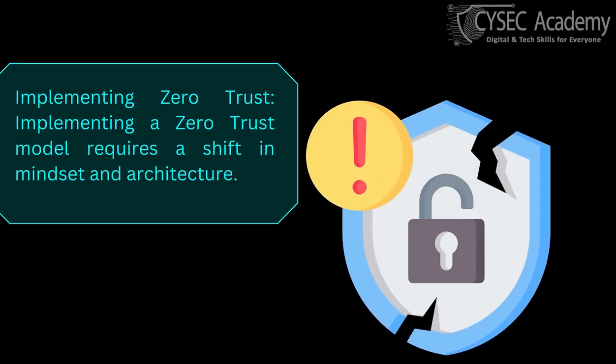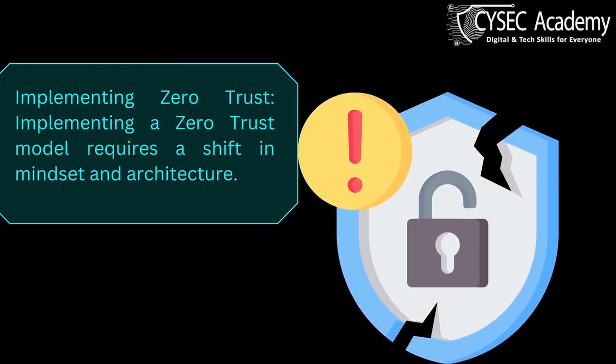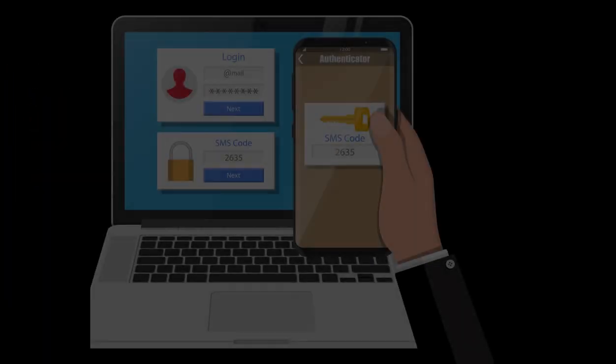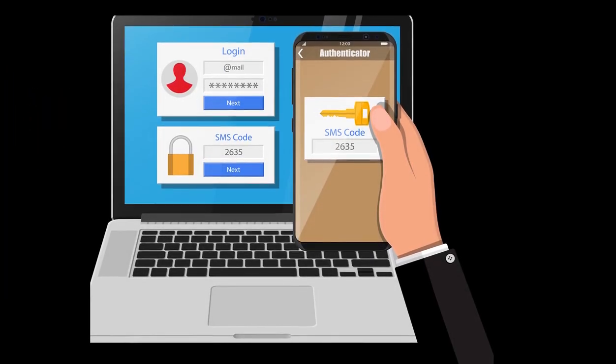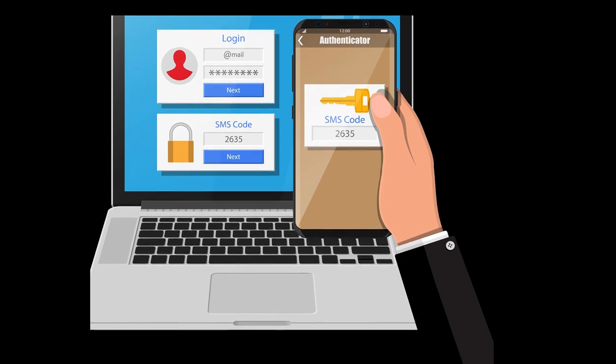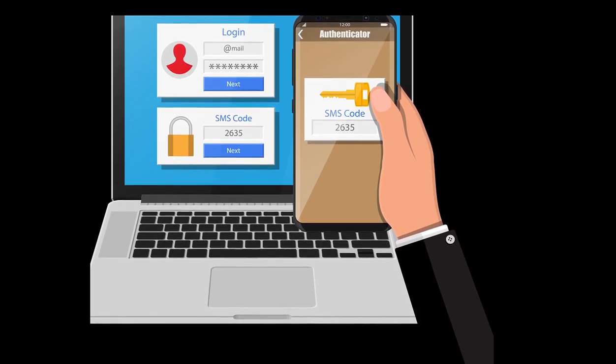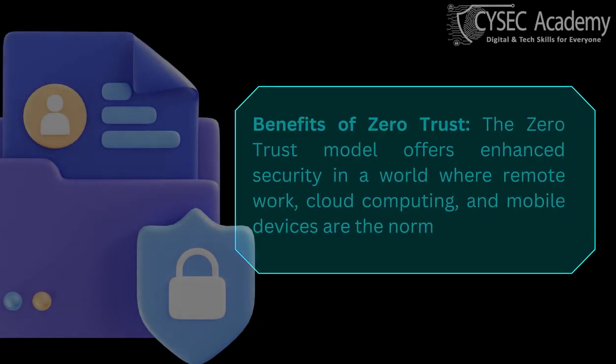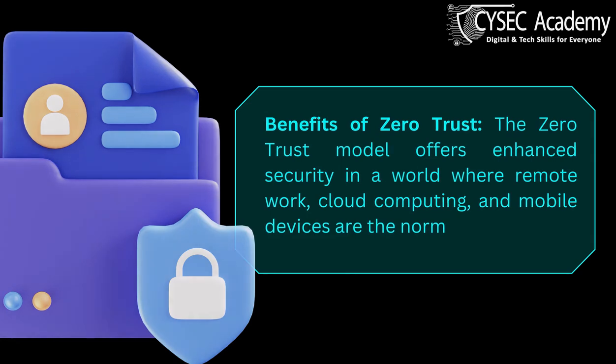Implementing zero trust. Implementing a zero trust model requires a shift in mindset and architecture. Organizations need to invest in technologies such as multi-factor authentication, identity and access management, and secure access service edge solutions. For example, deploying MFA ensures that even if a user's credentials are compromised, an attacker would still need to pass additional layers of verification. The zero trust model offers enhanced security in a world where remote work, cloud computing, and mobile devices are the norm.